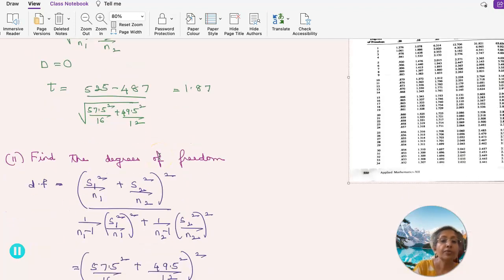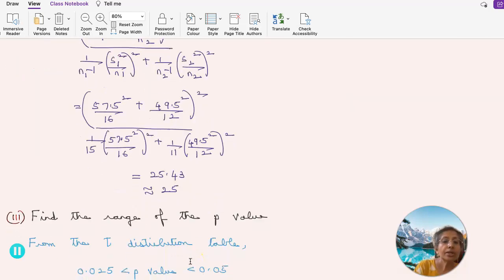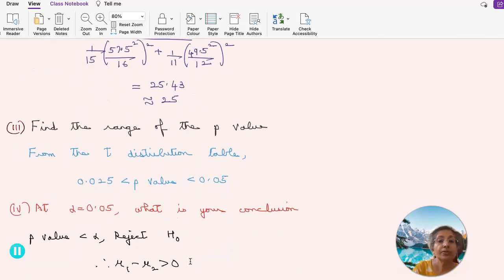Next question will be find the degree of freedom. So again, what is the formula for degree of freedom? S1 squared by n1 plus s2 squared by n2, the whole squared, by 1 by n1 minus 1 s1 squared by n1 the whole squared plus 1 by n2 minus 1 s2 squared by n2 the whole squared. Substituting, you get 25.43, which is approximately equal to 25.